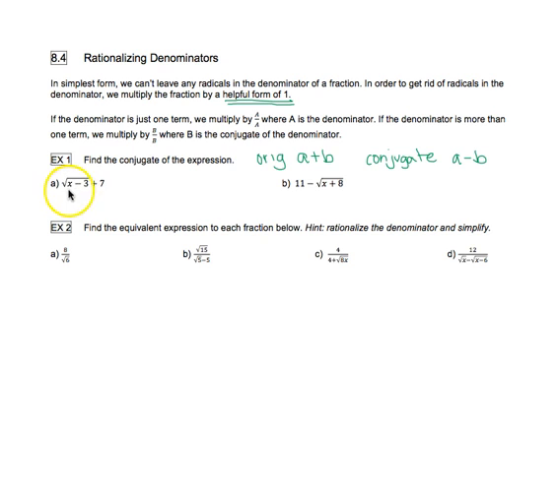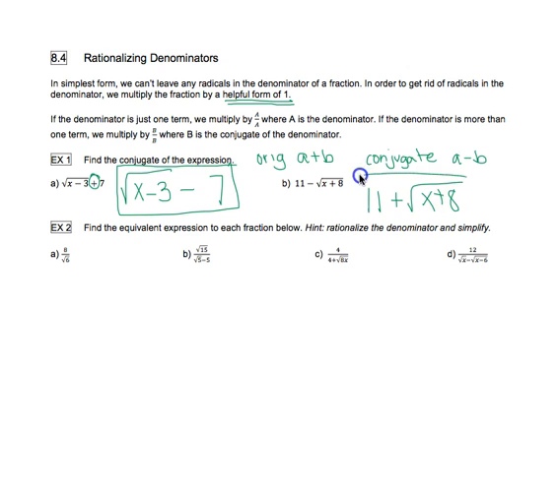So when I look at A, the two terms are square root of x minus 3 and 7. So I keep those exactly the same. The only thing I change is the sign in the middle. So in this case, make it into a minus. So same thing on B. So think in your head of what the conjugate should be. And hopefully you came up with this guy.